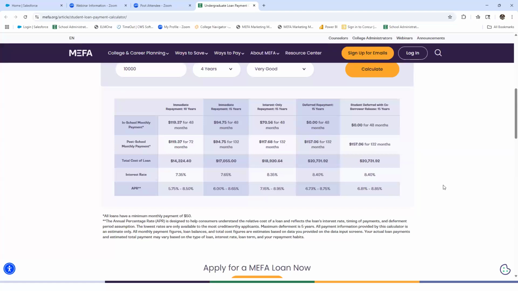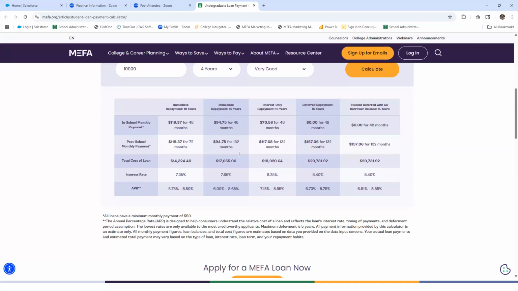So if you look at this chart here, you can see that our monthly payment for a 10-year loan at $10,000 is going to be around $120 a month if we round up a little bit. If we do a 15-year loan, that's going to shave off a little bit on the monthly payment, about $25 a month, if we do rough math here.